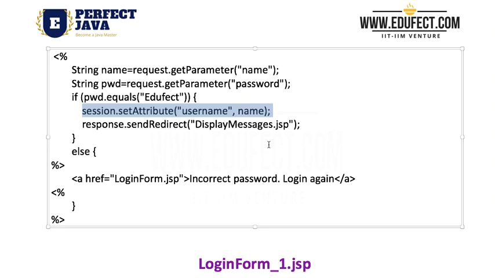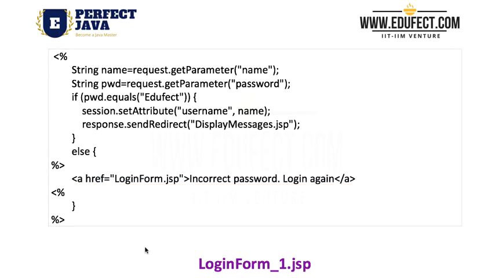Now because the user has logged in, because the password is correct, we are setting it in the session so that everybody who is accessing the session can now fetch it using the keyword username. And because the user has been successfully logged in, we are redirecting the response again to display messages.jsp, that is to show the messages. If the password is not correct, what are we doing in else? We are just putting out a link saying that it's an incorrect password, so log in again. Notice in this case we are not setting the attribute because the user has not logged in, which is why we are not setting the session attribute.